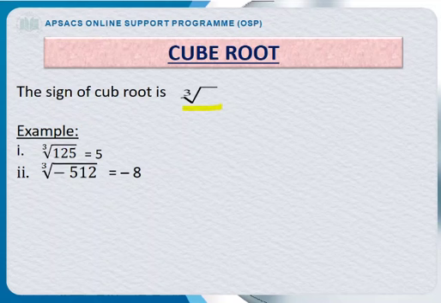Part 1 is cube root of 125. We need to find out cube root of 125, so its answer will be 5. Now, part B is we need to find out cube root of minus 512. So their answer will be minus 8. So it means when we have positive number in the cube root, the answer will be positive. But when we have negative number in cube root, the answer will be negative.